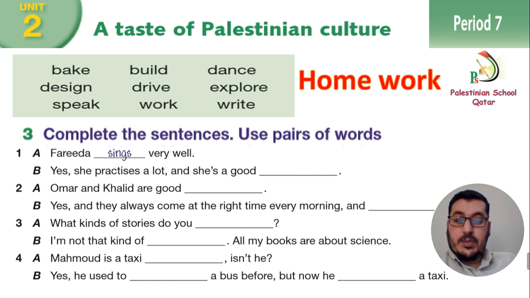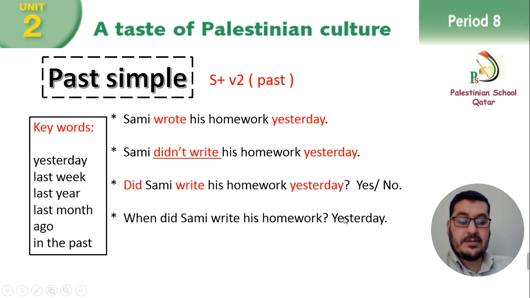At the beginning, I will do 2 of them to help you. The first one: Farida sings very well. Yes, she practices a lot and she's a good singer. Number two: Omar and Khalid are good. Yes, they always come at the right time every morning. So Omar and Khalid are good workers. They always come at the right time every morning and work hard.